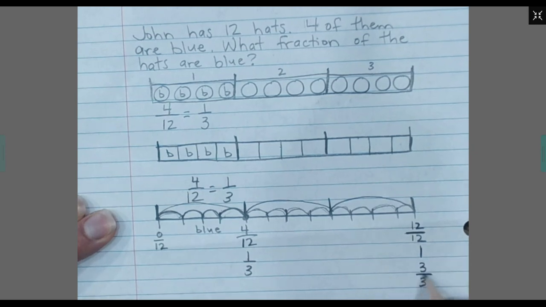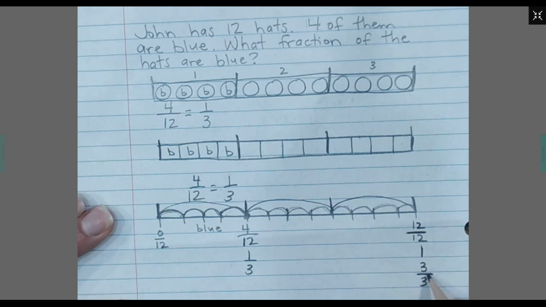So remember, this line means divided by. 3 divided by 3 is the exact same thing as 1. Just like 12 divided by 12 is 1, because anything divided by itself is 1.